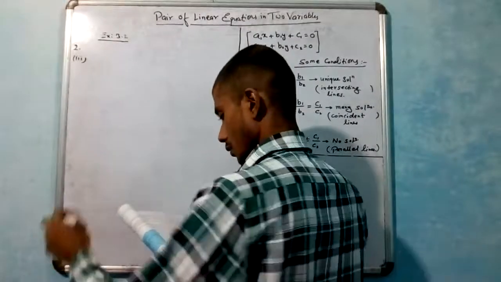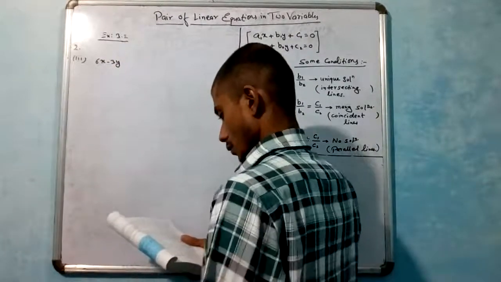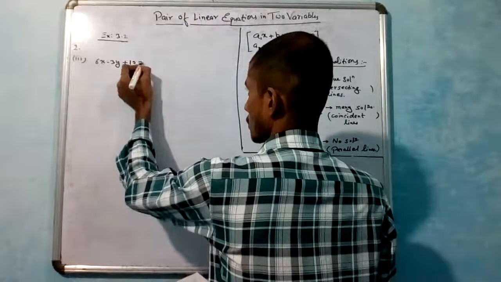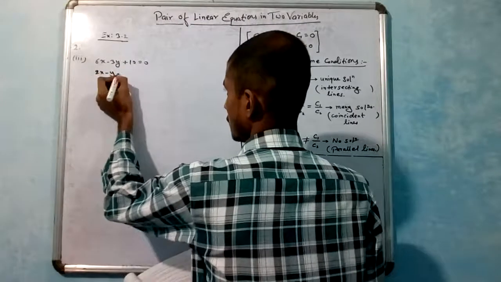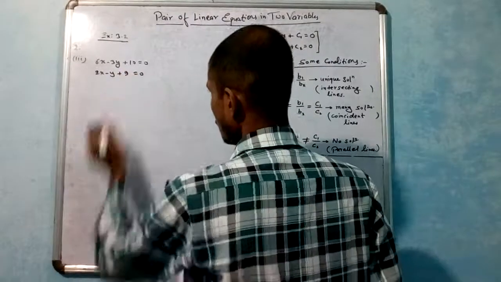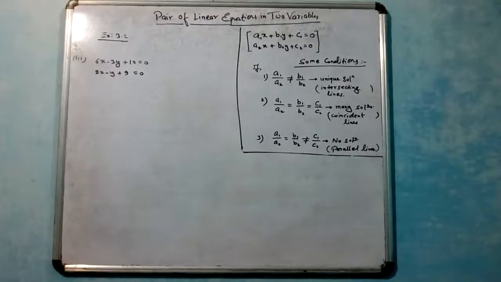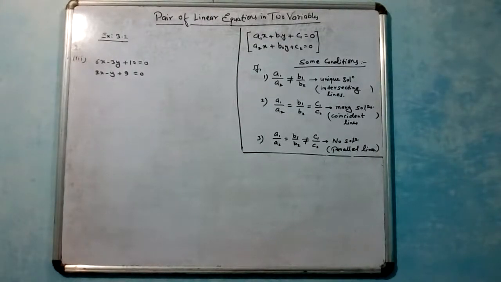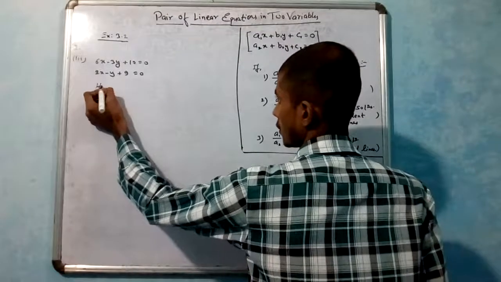of the second. 6x minus 3y plus 10 is equal to 0, and 2x minus y plus 9 is equal to 0. This is the equation, right? 6x minus 3y plus 10 equal to 0. Fine. So let us write first what is A1, B1, C1 here.